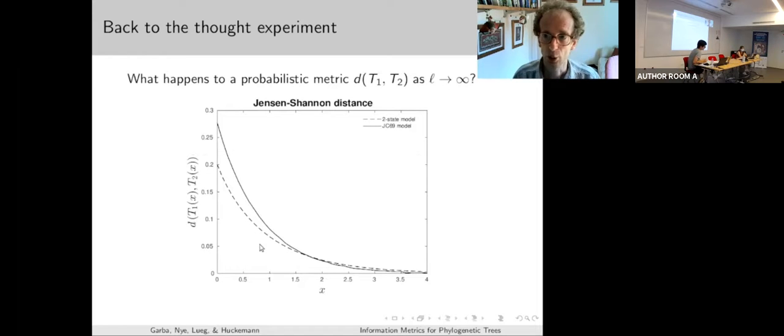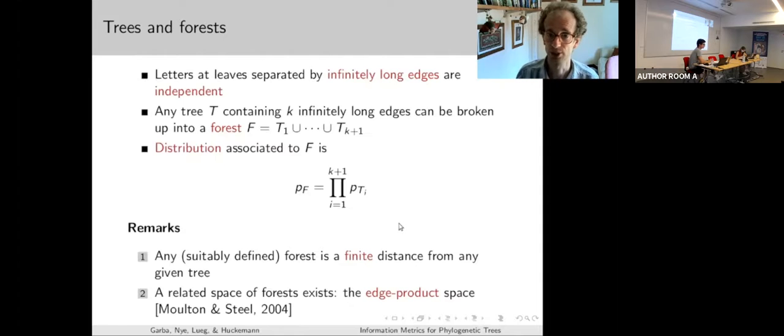Okay. So let's return to our thought experiment and think about what happens to the distance between these trees as L tends to infinity. Well, we've said that the distribution associated with these two trees converges to the same limit, so the distance between these trees converges to 0. So what I've plotted here is the Jensen-Shannon distance as a function of L, so the x-axis is the edge length. And I've plotted the Jensen-Shannon distance using two different Markov models. The first is a 4-state Markov model, that's the black line, and the dotted line is actually using a 2-state approximation to this 4-state model. And you can see that both distances converge to 0 as the edge length tends to infinity.